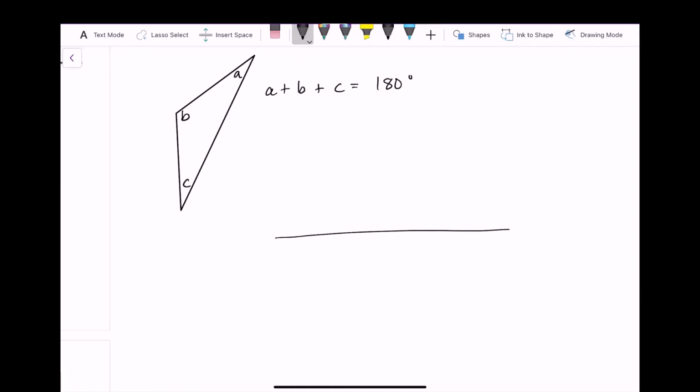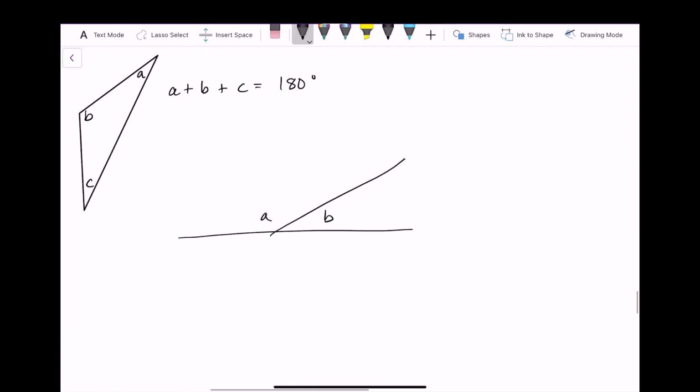Okay, so we're just going to draw a line and a line. So in this case, we have A and we have B. We also know that A plus B in this case is 180 degrees.